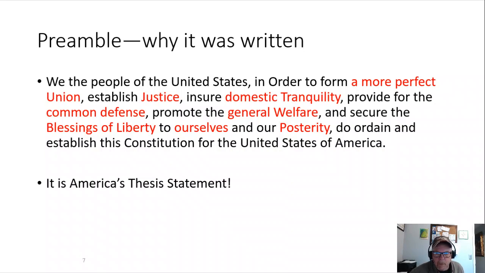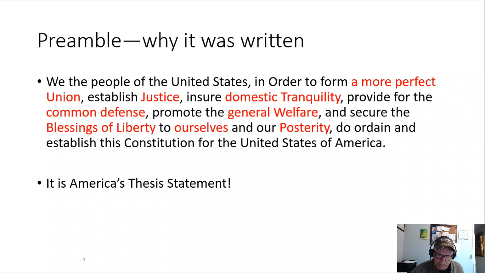So we the people, and what are we doing? We're trying to make this a more perfect union. So the founders knew that, hey man, this isn't a perfect piece of work, but it's not bad. And we'll see a quote from Ben Franklin on that. And what are we going to do?